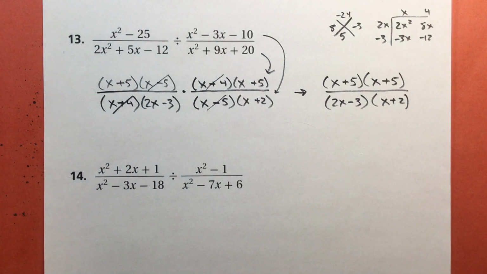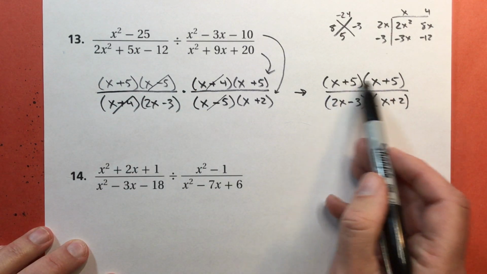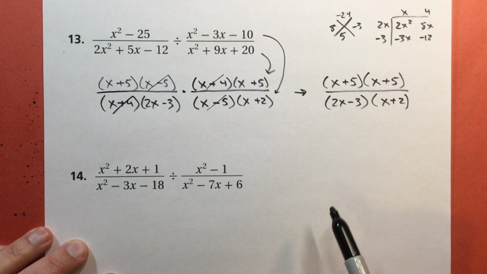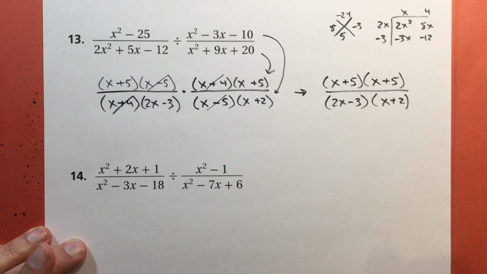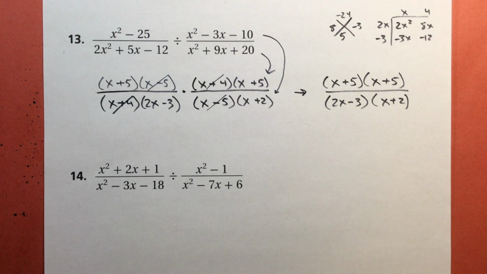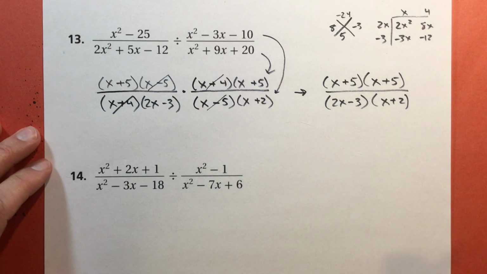Now, in class, we can take this to the next level and simplify it further by remultiplying these factors. The top is going to be x squared plus 10x plus 25. The bottom is going to be 2x squared plus x subtract 6. But we don't need to do that for our video right here.